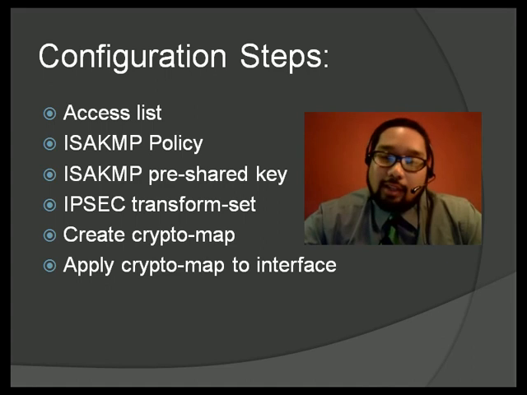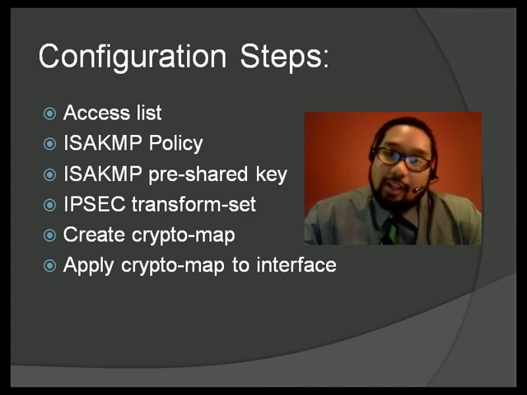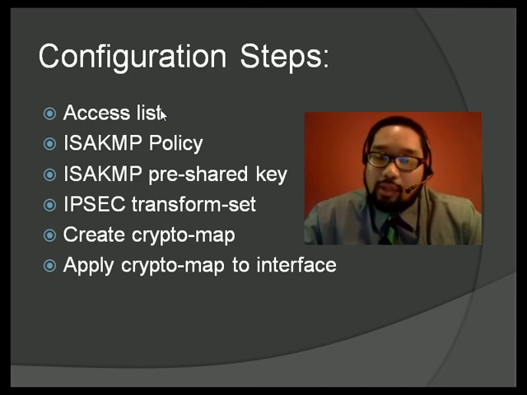Alright, finally let's review the configuration steps one last time. First, we created an access list. Remember, this has to be the opposite on either end of the tunnel for the tunnel to work. It also has to have the same number of lines and the same networks defined, or the tunnel will not work. Next is the ISAKMP policy.